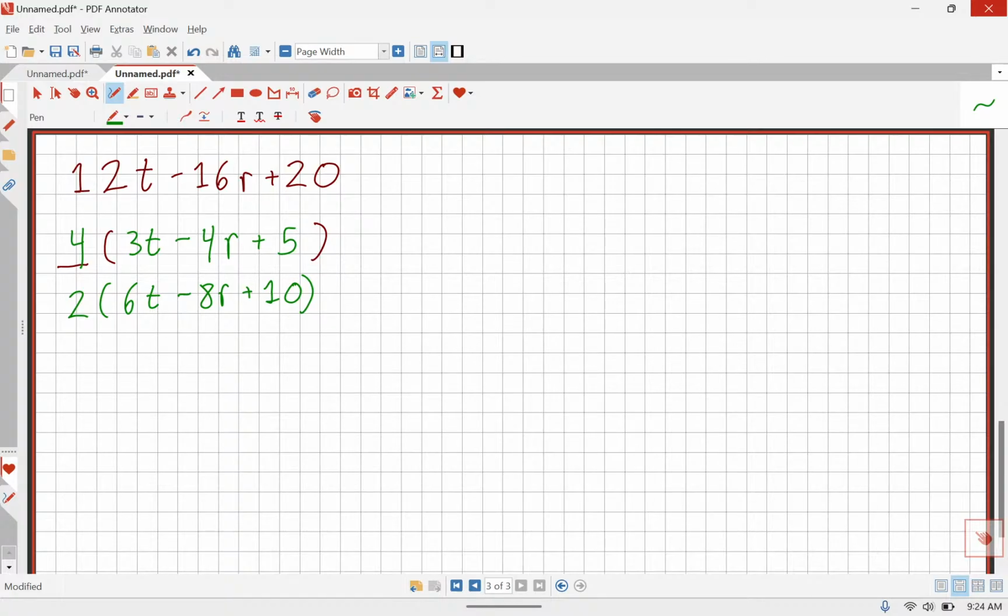When I say teach, I want you to say, okay, which of these two expressions do you think is fully factored? And what do you think it means for an expression to be fully factored? Give it a try and teach.